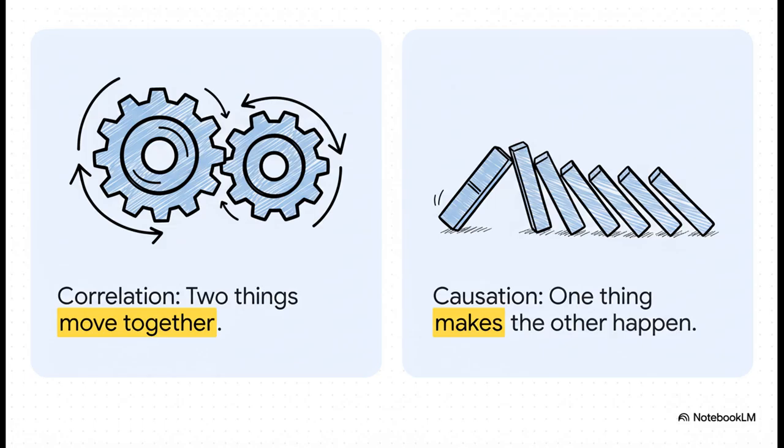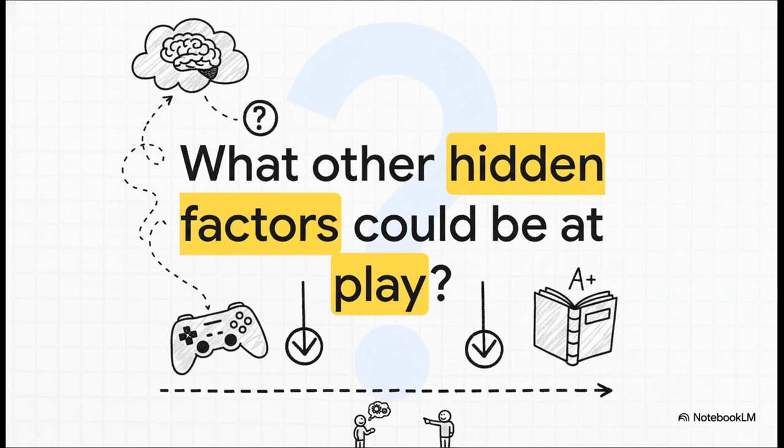That's it. So I'm going to leave you with this question. We can see the link in the data. We have one possible reason for it. But what else could be going on? Could there be some third hidden factor that's actually influencing both gaming time and grades? This is where a simple line of fit ends and where your own deeper critical thinking really begins.